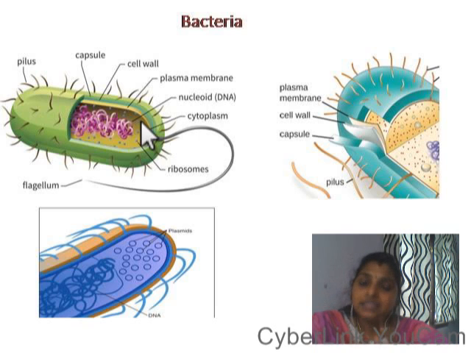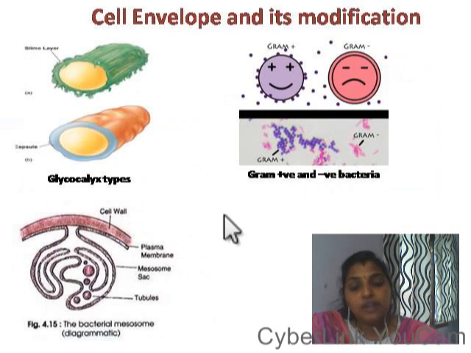Inside the cytoplasm, we find that the DNA is suspended freely without any nucleus, and other than the genetic DNA, we find small circular DNA called plasmids in this cytoplasm. Further, when we see the modifications of the different layers around the bacteria, we find the first modification in the glycocalyx.